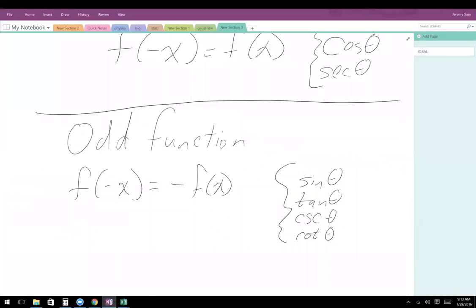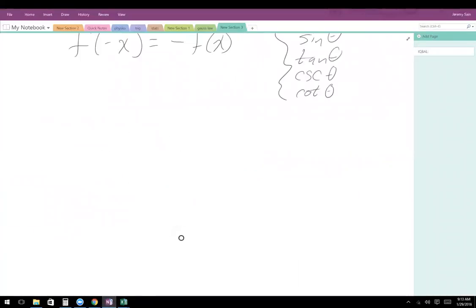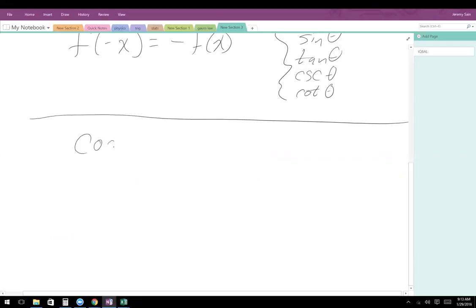Since the next couple questions are about the periodic stuff, let me just remind you of that, which we already did the other day. But cosine, sine.